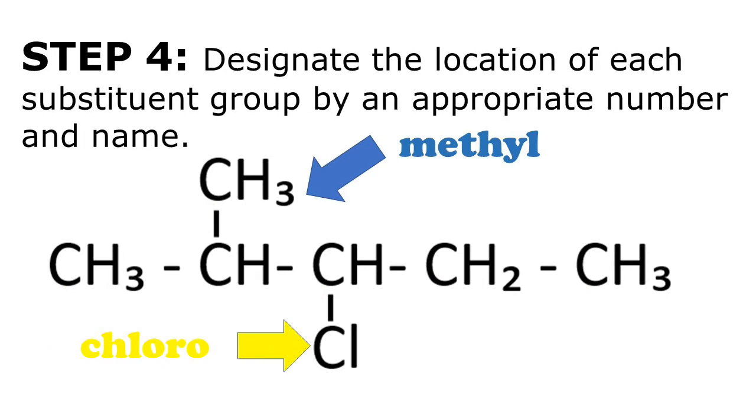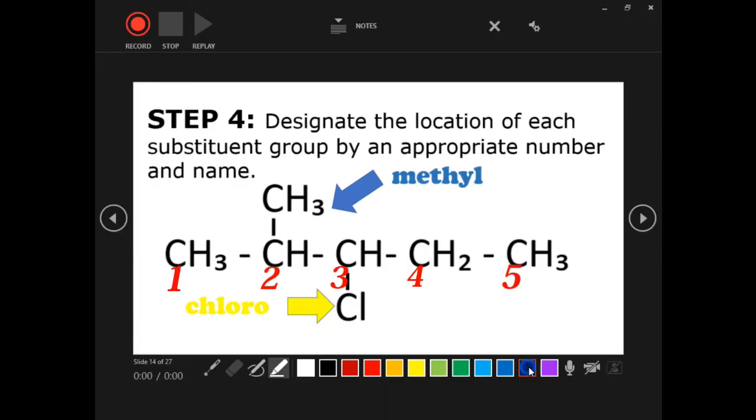Step 4. Designate the location of each substituent group by an appropriate number and name. In this example, we have methyl and it is found on carbon number 2, so therefore it is 2-methyl. Another substituent, which is chloro, it's found on carbon number 3, so therefore it is 3-chloro.